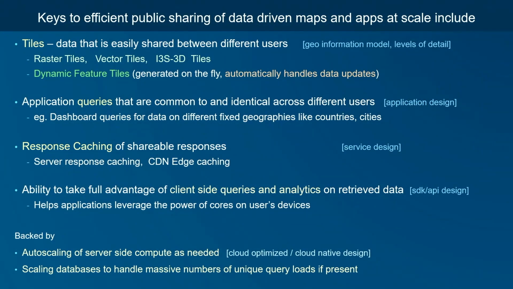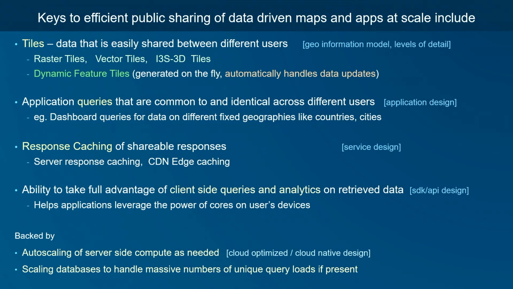So keys to efficient public sharing of data-driven maps and apps at scale include returning the data as tiles, both for raster tiles, vector tiles, but also dynamic feature tiles, which is really the heart of the presentation we're going to talk about. These are generated on the fly and automatically handle data updates. Application queries that are common to and identical across different users. So the JavaScript API tries to query the same tile no matter what application it's in.